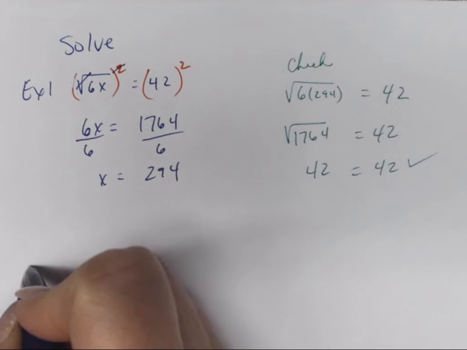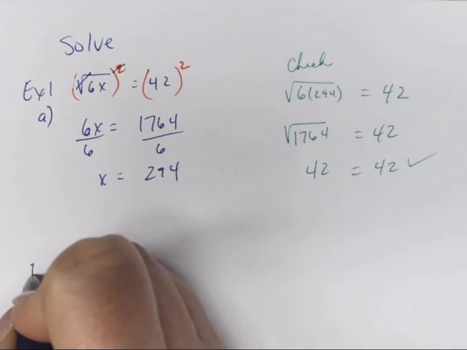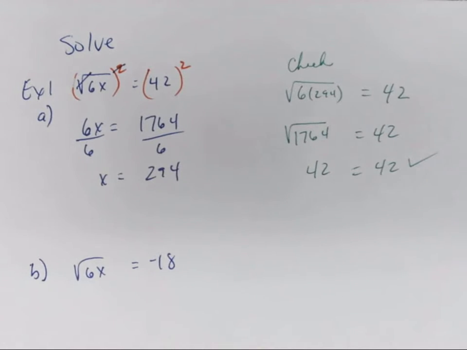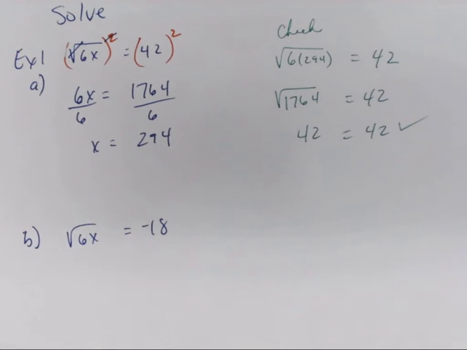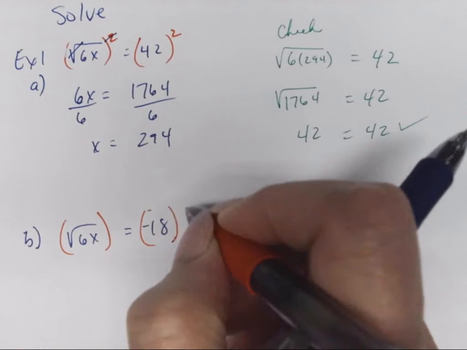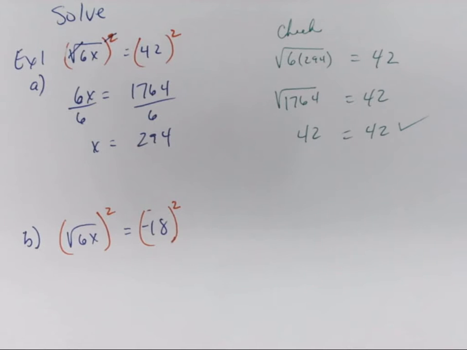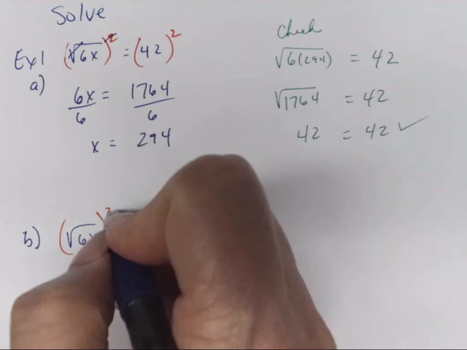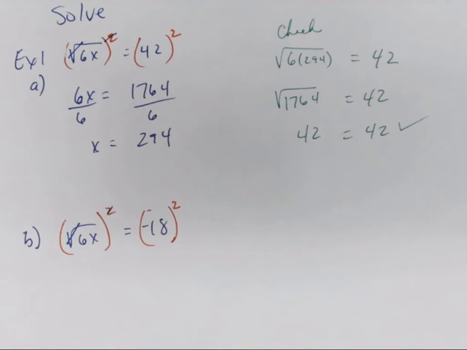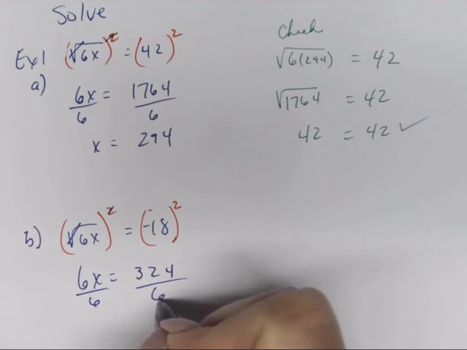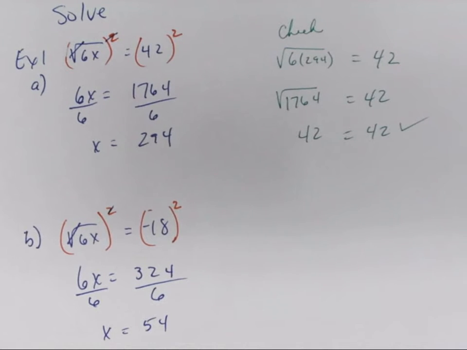All right, let's look at another example. Let's call this part A, and let's do B. If we have the square root of 6x equal to negative 18, it's a very similar problem, but slightly different. Again, we're going to raise both sides of the equation to the square because we have a square root, and we need to clear that index. So squaring the square root takes care of the square root. We end up with 6x. Negative 18 squared gets us 324. Divide by 6, x will equal 54.